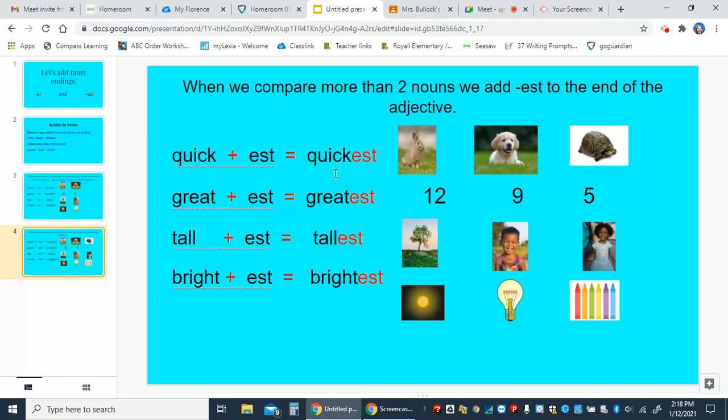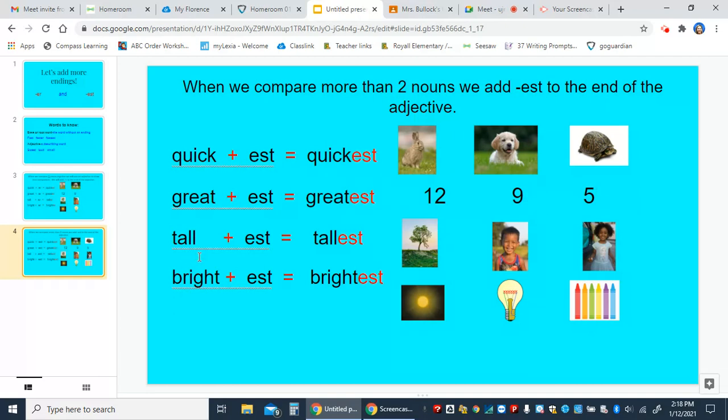So I didn't make any changes to my word quick, but I added my ending this time, EST, because I was comparing more than two things. The quickest. My next one, I have my describing word, or my adjective, great as my base word, plus my ending EST. I wonder what the greatest number is over here. Would it be 12, 9, or 5? If you said 12, you are correct. So 12 is the greatest number there. I had to use the ending EST because I compared more than two things.